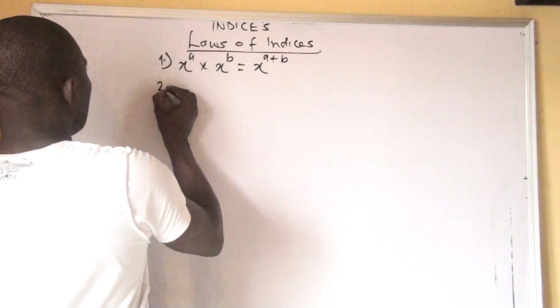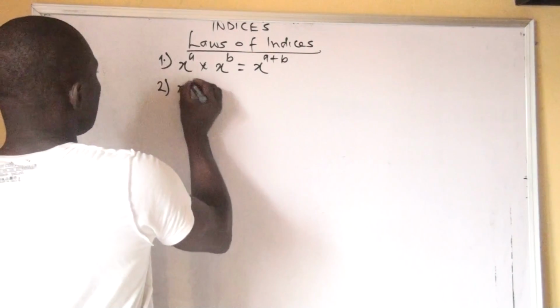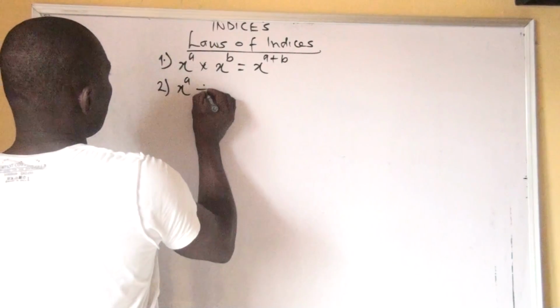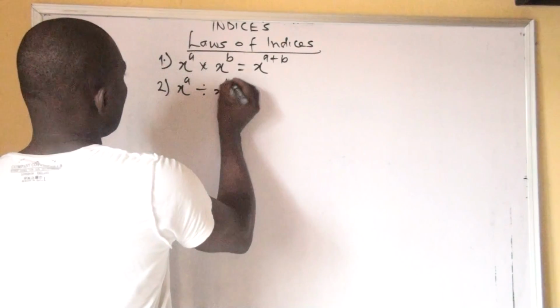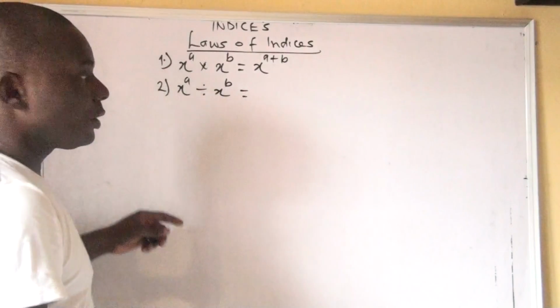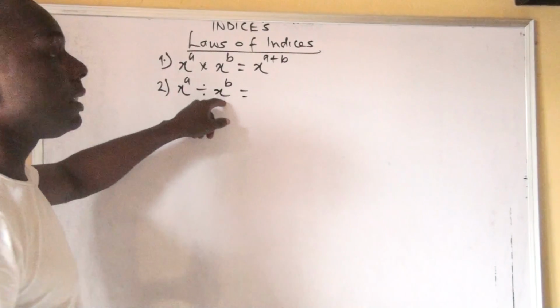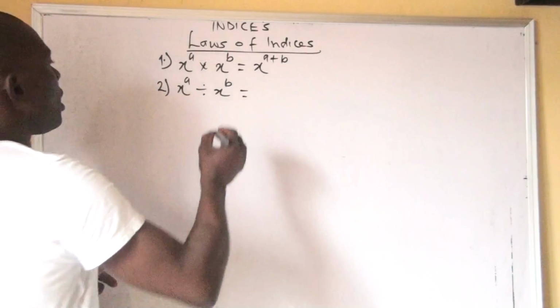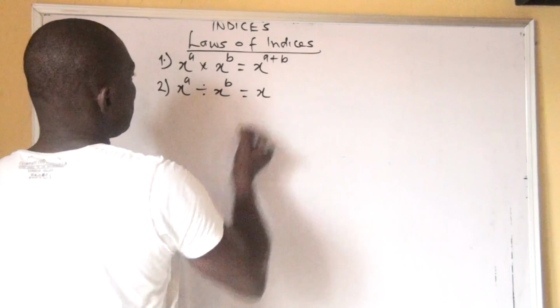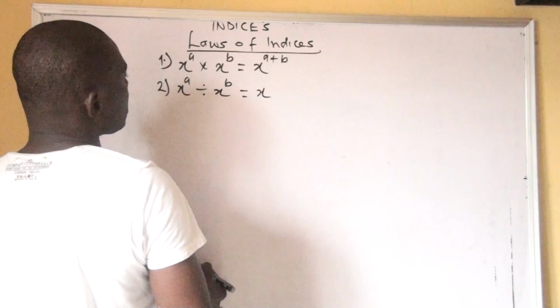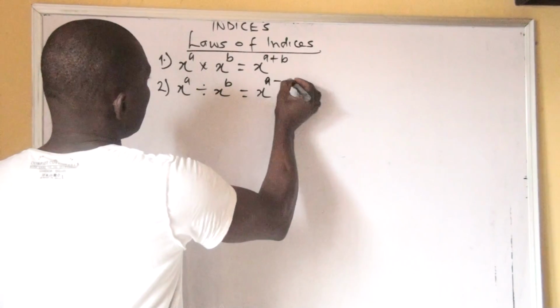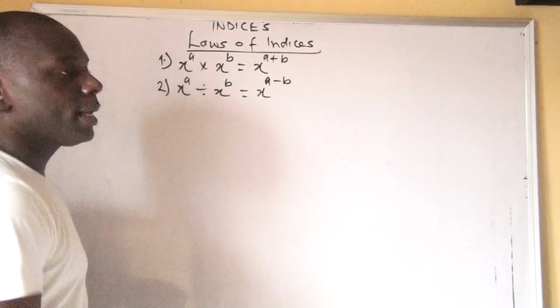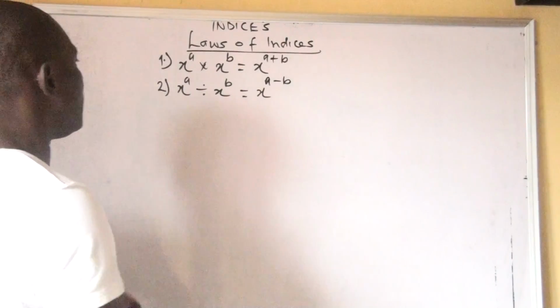Then law number 2: we have x raised to power a divided by x raised to power b. If the operation sign is division and the bases are the same, this is usually done when the bases are the same. We take the base as a common base and we subtract the indices. That is x raised to power a minus b.